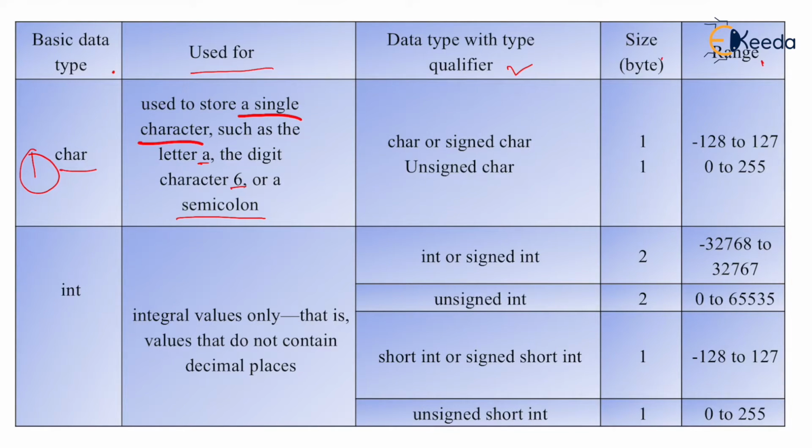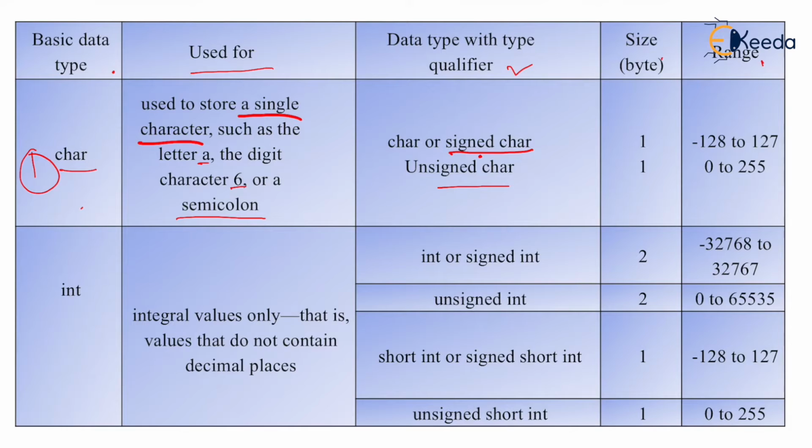Now there are different qualifiers for each and every data type. So for char, we have two qualifiers. First is signed char and second is unsigned char. What do you mean by signed char and unsigned char? Signed char means the value which you are providing has a particular sign, that is negative or positive sign. Fine. Next is unsigned char. That means whatever value you are providing doesn't have any type of sign.